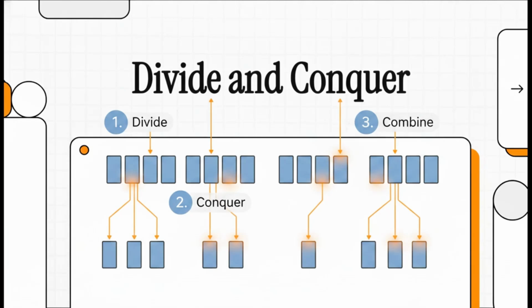Imagine you're trying to find a single word in a massive 1,000-page printed dictionary. Or maybe you're trying to sort a huge, messy stack of playing cards. You're definitely not going to scan front to back, right? No way. You're going to split that book in half, and then in half again.